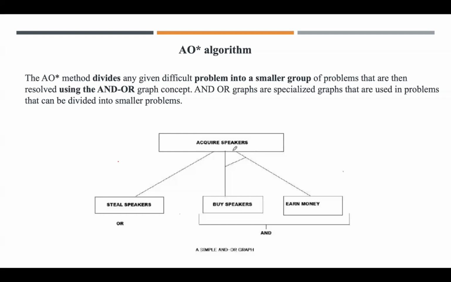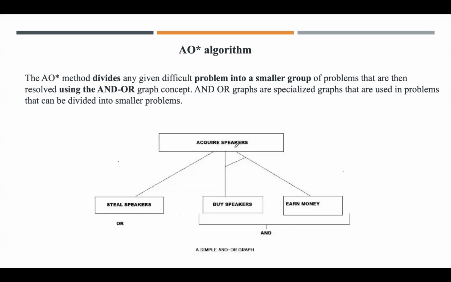Here our task is to acquire speakers. The task of acquiring the speakers may be broken down into two subtasks or smaller problems, which are accomplished in order to achieve the main goal. So the goal is to acquire speakers. You can see this example in the form of a simple AND-OR graph.